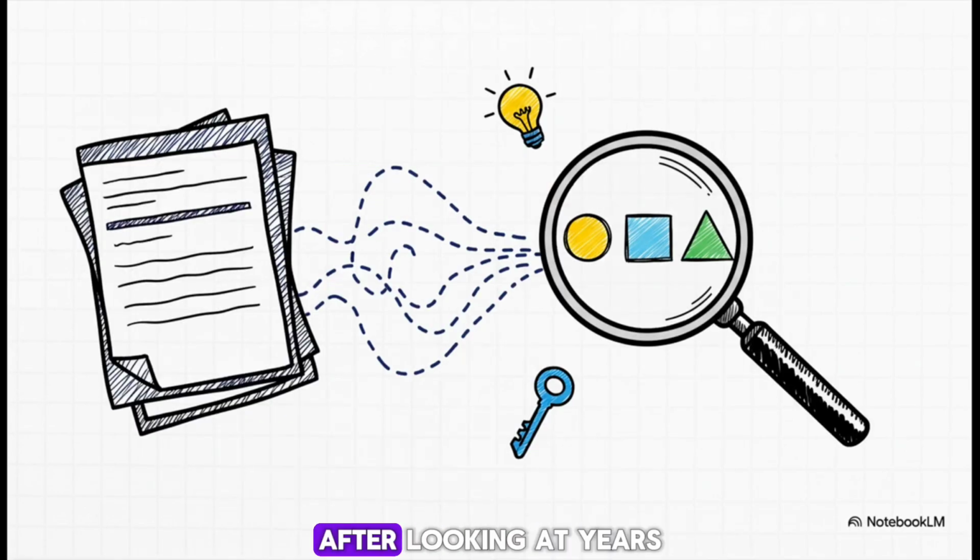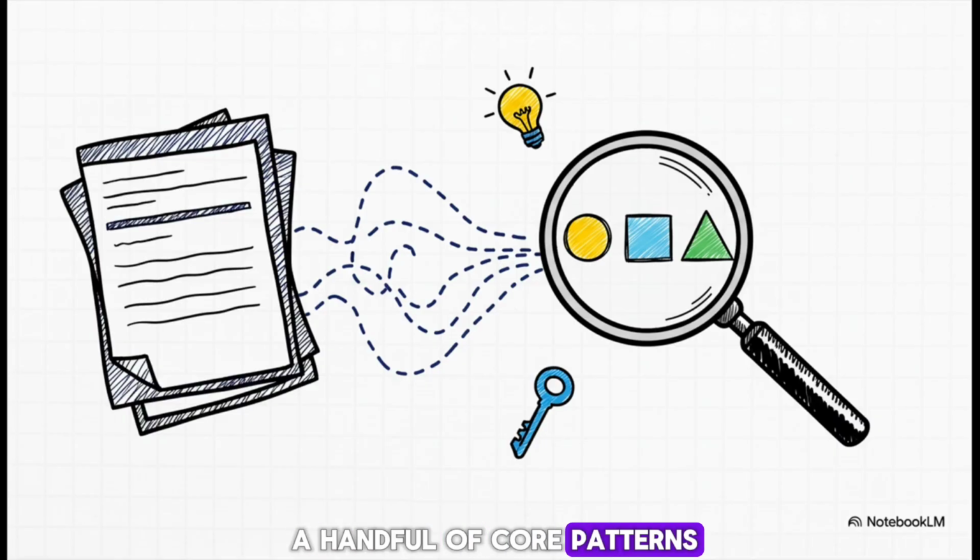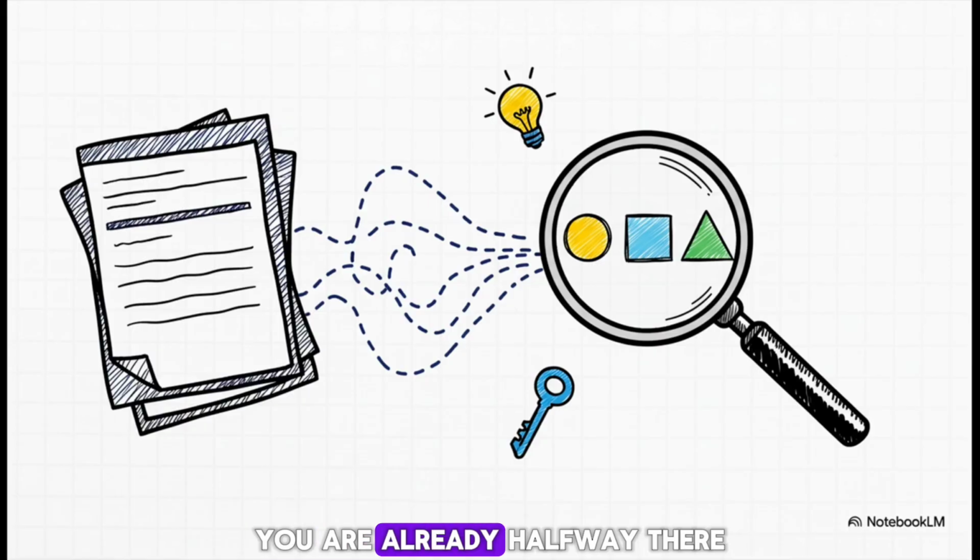What if I told you that after looking at years and years of board papers, it's obvious that examiners are kind of predictable? They love to ask questions that follow just a handful of core patterns. So if you can spot these patterns, and I mean really master them, you are already halfway there.